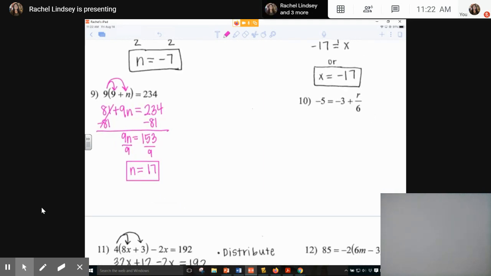Okay, number 10, what's my first step? Add 3. Add 3 to both sides. So negative 5 minus 3 gives me negative 2. Then negative 3 plus 3 cancels. Bring down the r over 6. Now what do I need to do to solve? Multiply by 6. So I'm going to multiply the negative 2 by the 6. So 6 times negative 2 gives me negative 12 equals r.